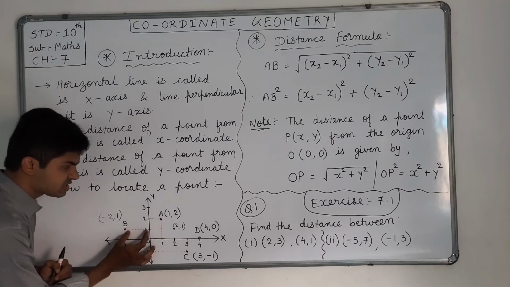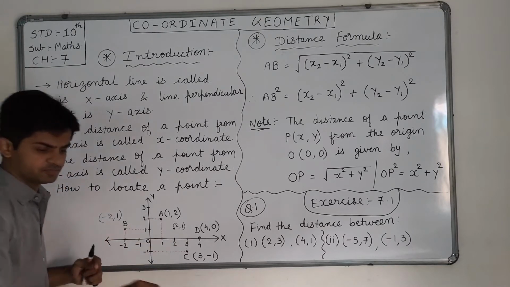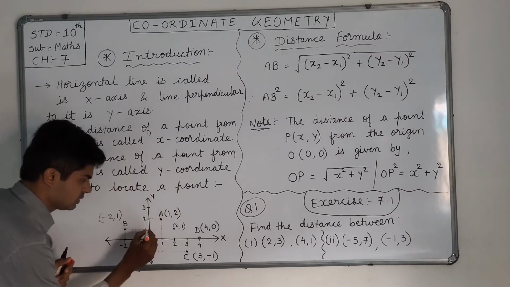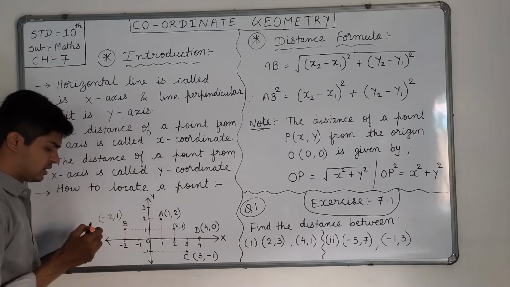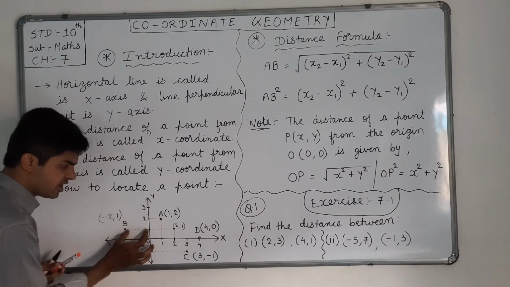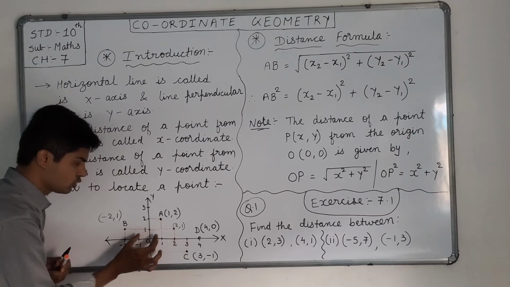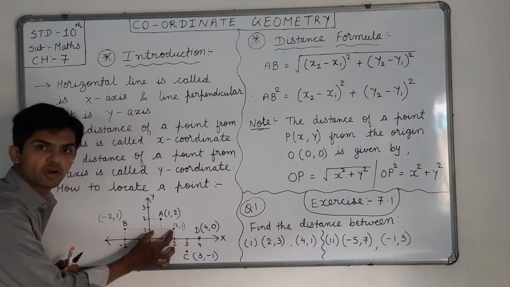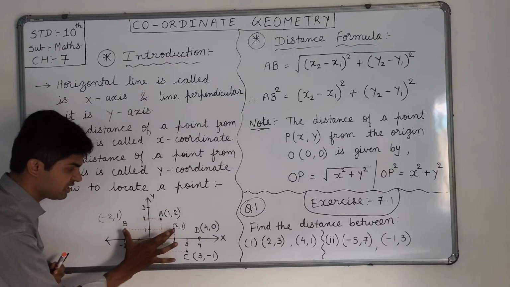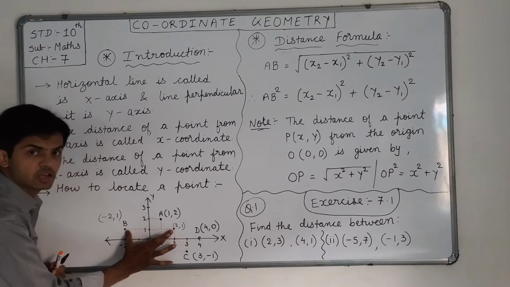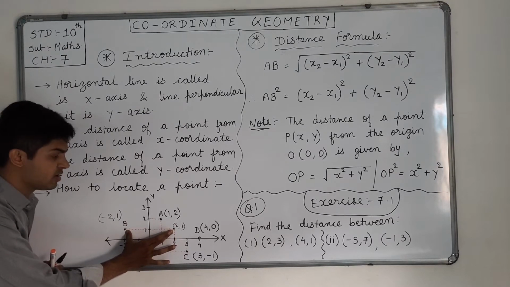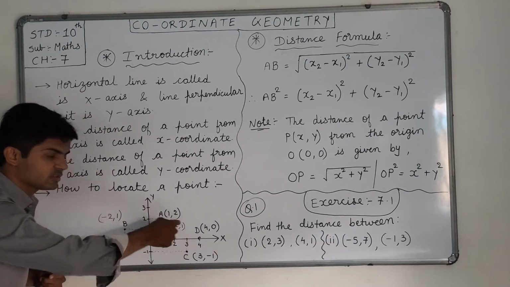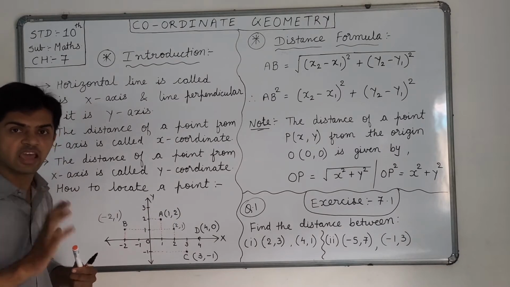So 2 units here and 2 units here. 2 plus 2, 4 units. So the distance between these 2 points is 4 units. This we can tell easily when a horizontal line is there.